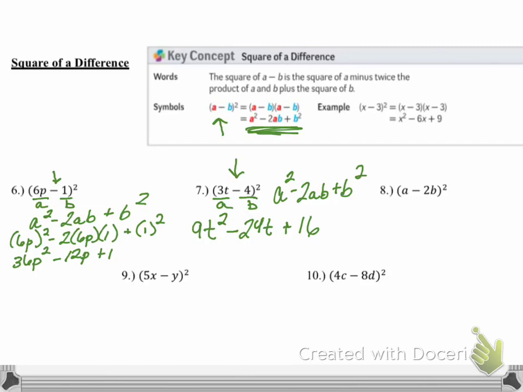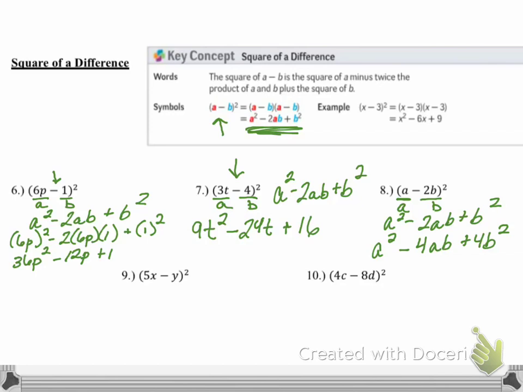So what's interesting about 8 is that the a is actually the a value, and the 2b is your b value. First I'm going to write my formula here. So when I square a, I get a squared minus, I'll multiply a and 2b together and then double it to get 4ab. And then I'll square 2b to get 4b squared. And that would be your answer. So keep going and checking your work. Try 9 and 10 on your own.